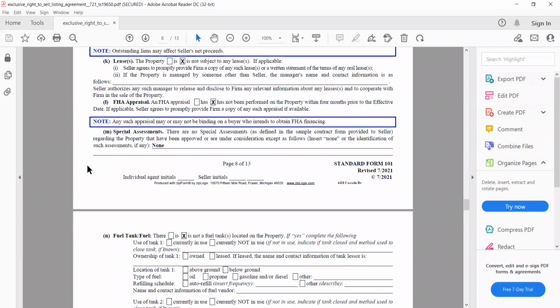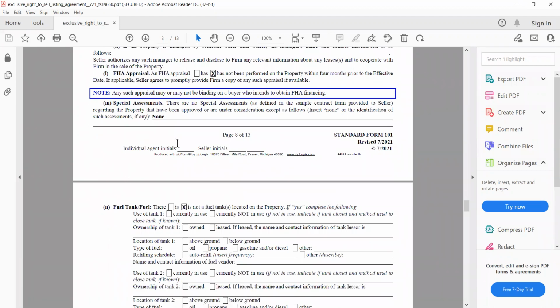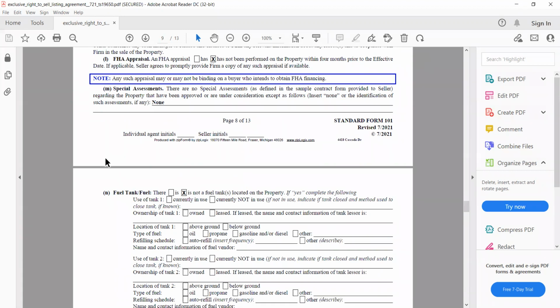Subset I is FHA appraisal. Has an FHA appraisal been performed on the property within the last 4 months? Easy, easy. All right. And again, special assessments. If there are none, write none. What is a special assessment? Does someone want to unmute and tell us?